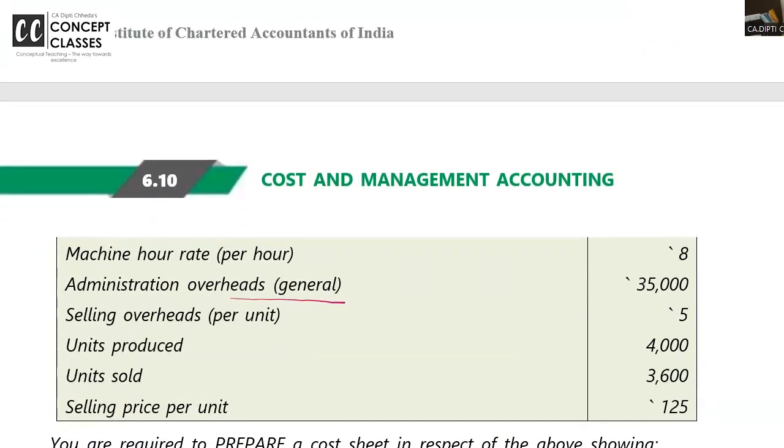Administrative overhead is general. Where will you take it, dear students? The 3 overheads I told you: factory, admin, selling. But where will this administrative overhead come? Yes, just now I told you where it will come. Tell me in the chat box. This administrative overhead, in brackets, it is written general. So where will it come?